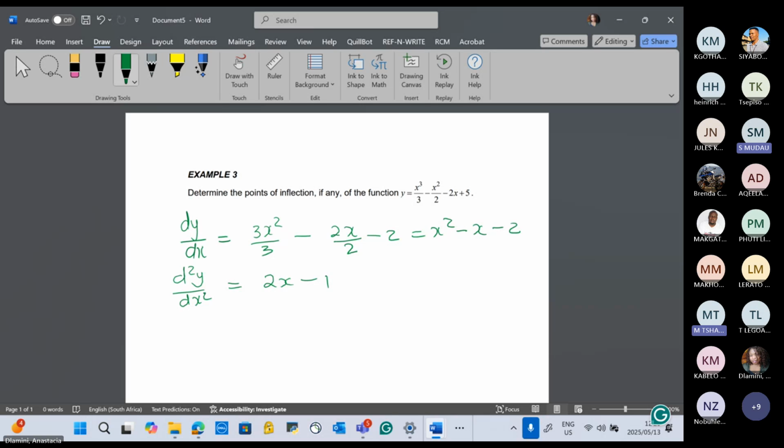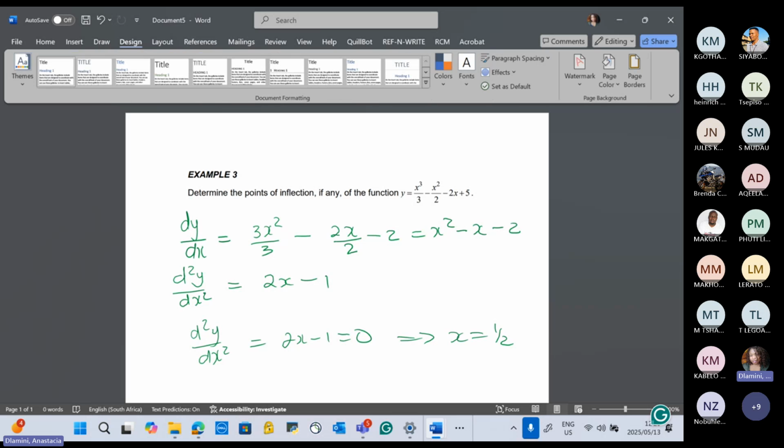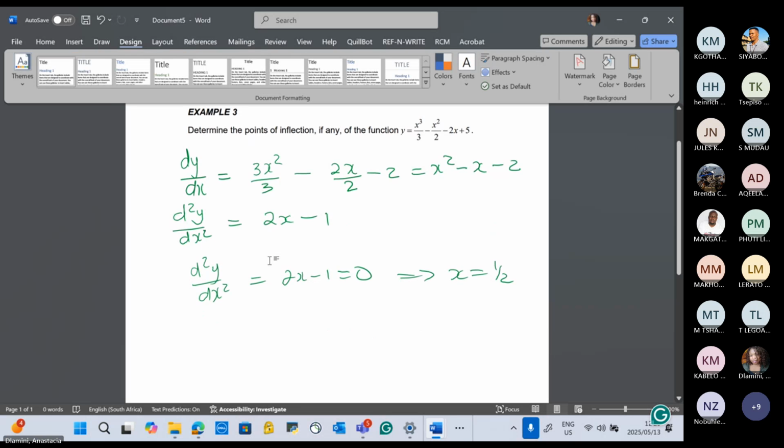We equate it to 0 to find the... This implies that x is equal to 1 over 2. Then what do we do with that? I think that's what we check for the normal equation. Madam, we substitute back into the original equation.